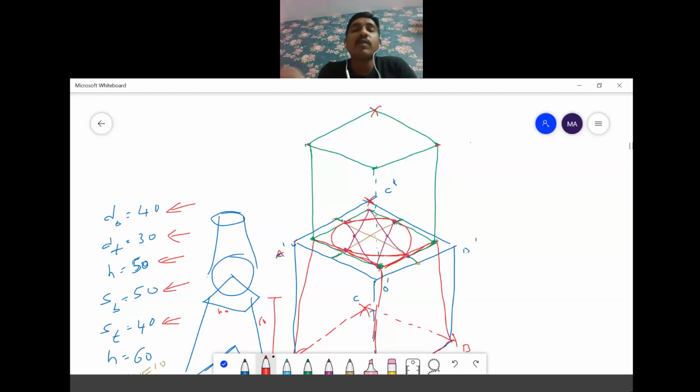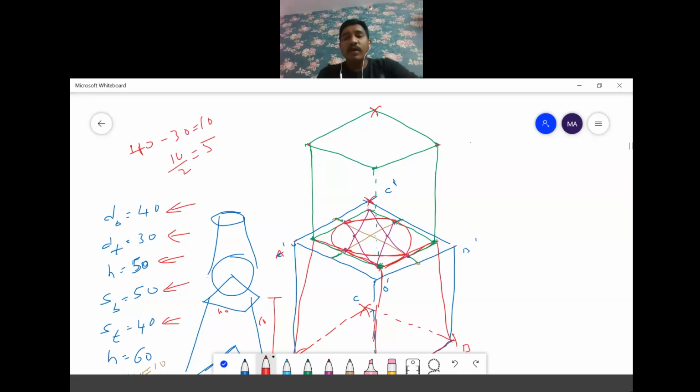The side of this square is 40 mm, but here the top diameter is 30. So I have to reduce it to 30. 40 minus 30, how much is it? 10 mm. Then 10 by 2 is 5 mm. So I have to reduce 5 mm on each side. So first I will mark the midpoints here. Midpoint of 40 is 20 mm.